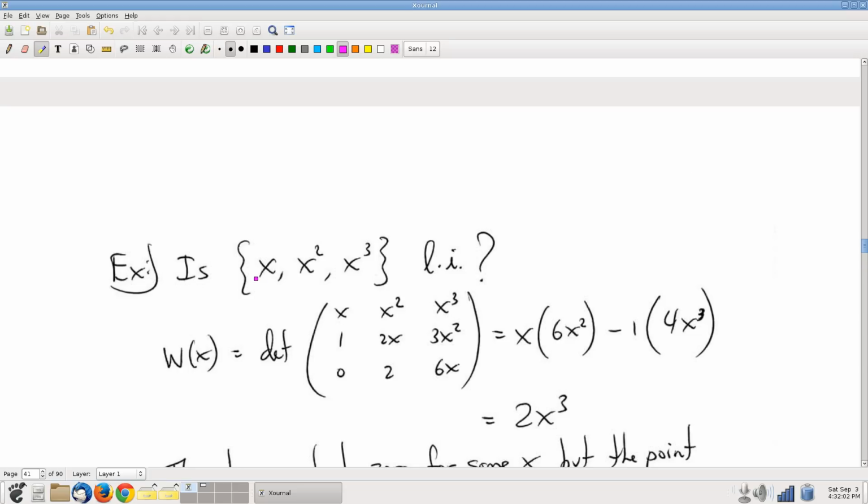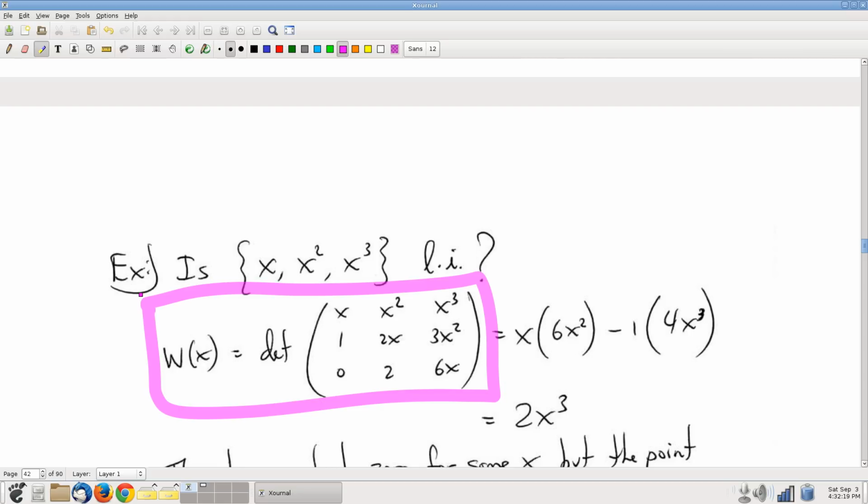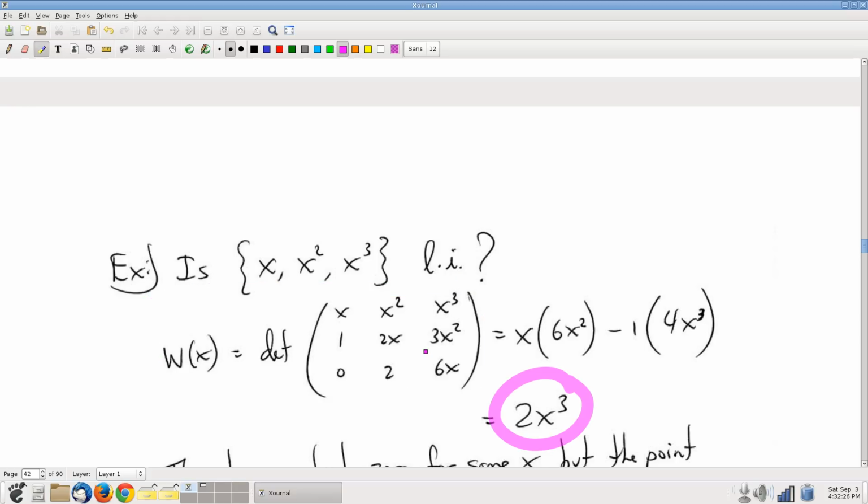We construct our Wronskian by taking our list of functions. We make those the top row. We start taking derivatives. Keep taking derivatives till you get a square matrix. The Wronskian is the determinant of that great big square matrix. And a little bit of algebra to do here, and there it is. There's your Wronskian. It's 2x cubed.